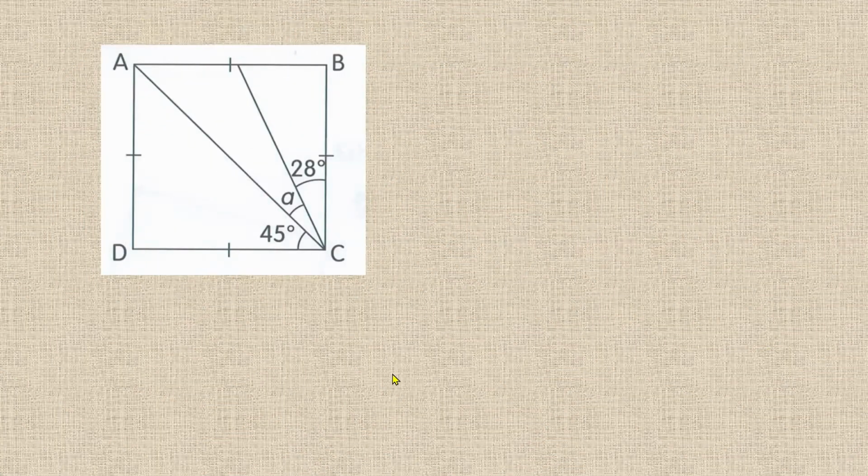Let us have this example. We have here a square ABCD. Again, property of the square, all the angles are 90 degrees or right angle. So we know that this is 90 degrees. How are we going to find angle A? This is angle A.